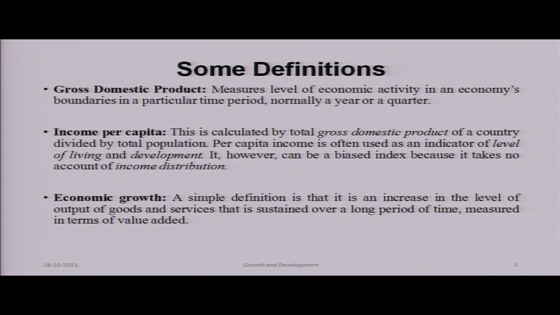This is often used as an indicator of level of living and development. We will also understand how there are more things to cover under development as compared to only one measure, which is income per capita. It, however, can be a biased index because it takes no account of income distribution. So this concept does not talk about how the income is distributed, how much poverty exists in a nation, or how many people own the maximum resources of a nation. It simply tells us an average income.